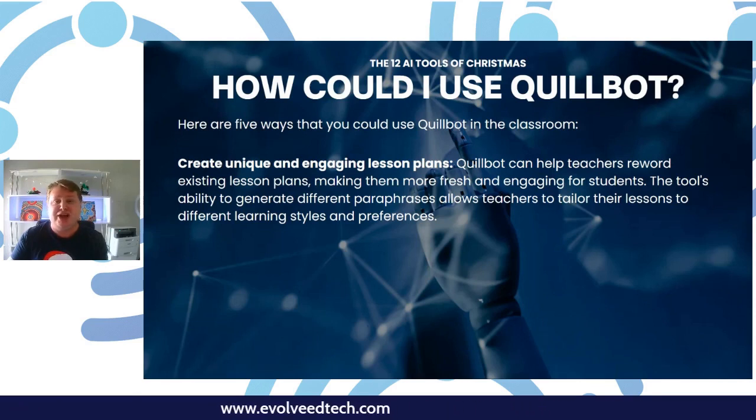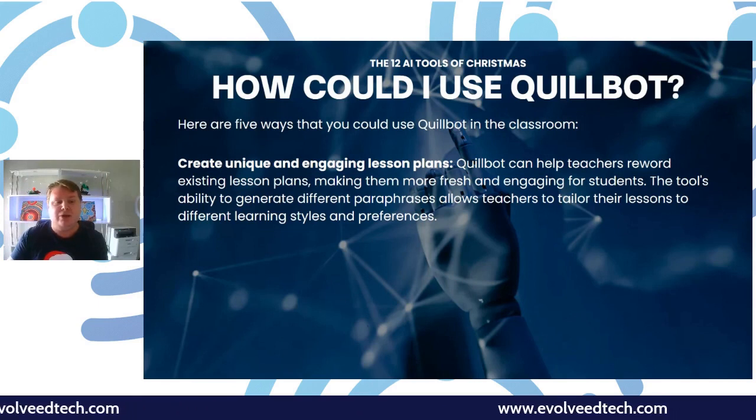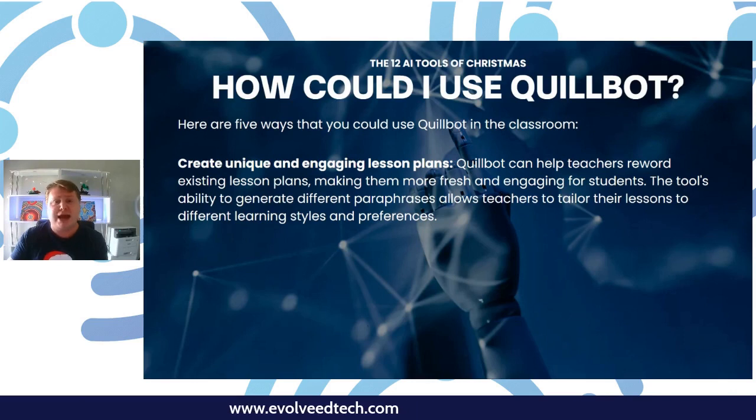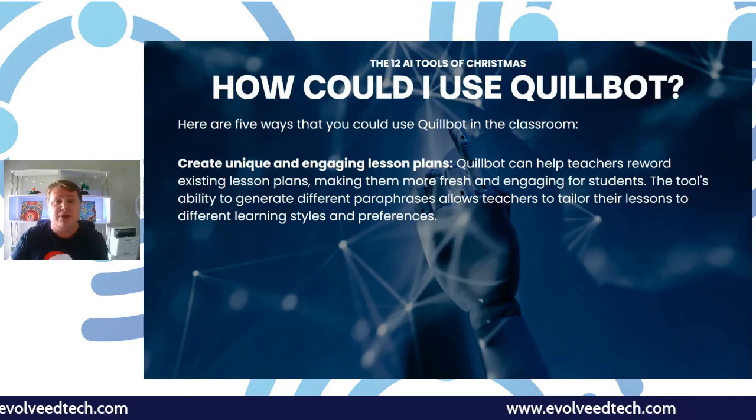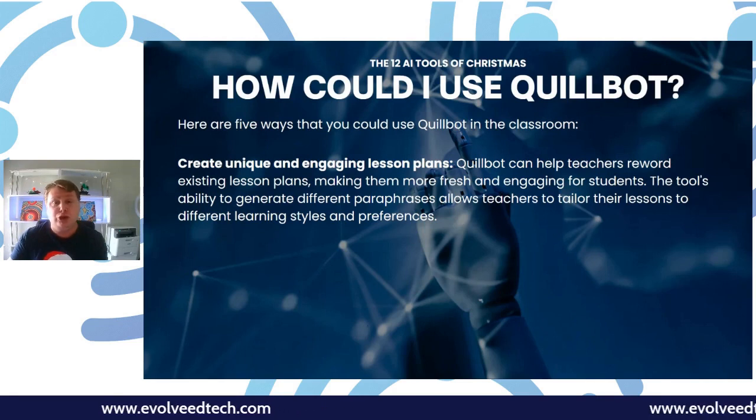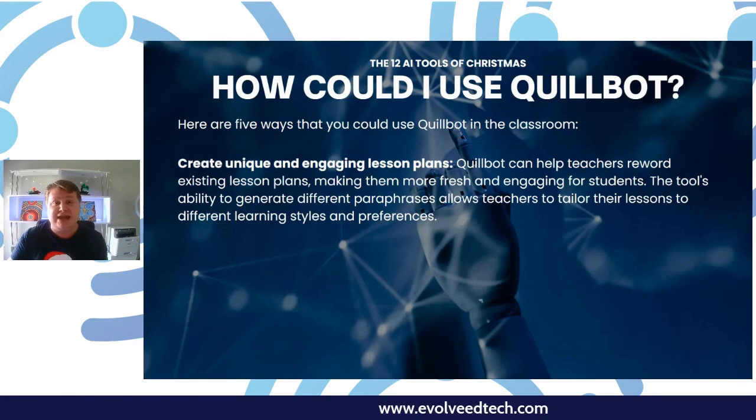Quillbot's ability to generate different paraphrases will allow you to tailor your lessons for different learning styles and preferences. Great if you have a different range of students from year to year. You might move from higher ability to middle to lower ability. Rather than reinventing the wheel, you can use Quillbot to differentiate and tailor those lessons so that you aren't reinventing that wheel and you are saving yourself a ton of time.